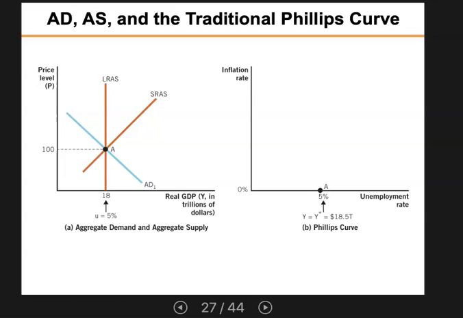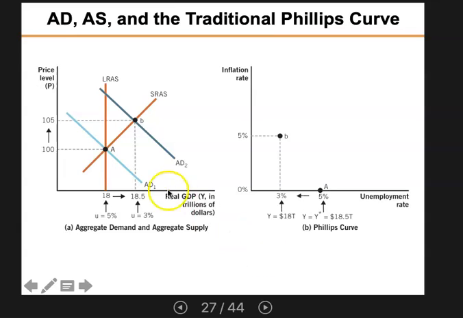So now, unexpected expansionary monetary policy happens. Aggregate demand will shift to the right from AD1 to AD2. So the economy will move to a new short-run equilibrium at point B. At point B, the price level is going to rise to 105, which translates into an inflation rate of 5%. So the move to point B is brought about by inflation of 5%, and it yields a lower unemployment rate of just 3%.